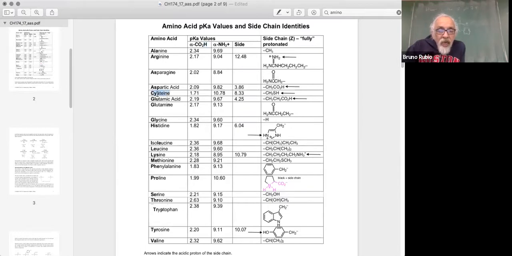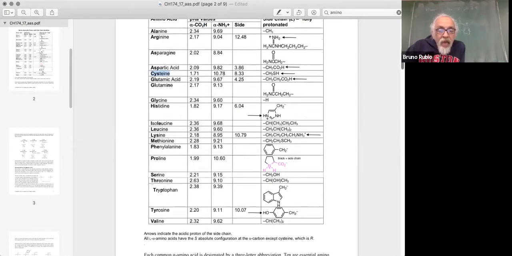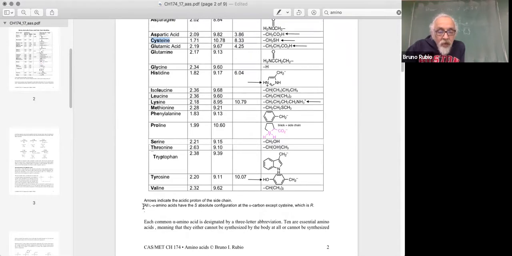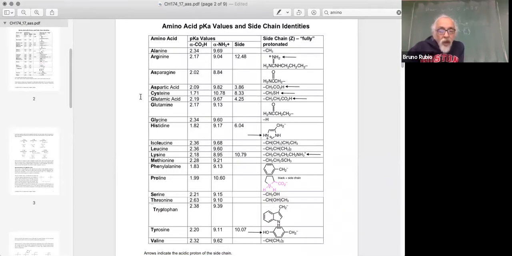Cysteine, right? That's the one that has, oh, look how nice I am down here. All alpha amino acids have the S absolute configuration except cysteine, which is R. See, I don't ask you to memorize anything or hardly anything. If you look at cysteine, you see that the proton on the sulfur atom has a pKa of 8.33.